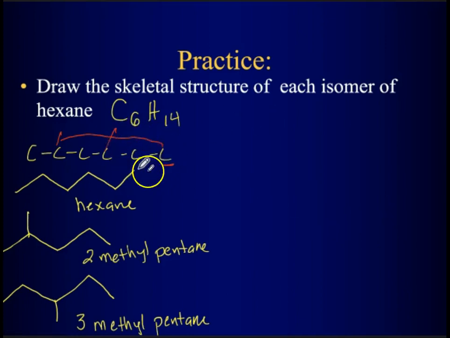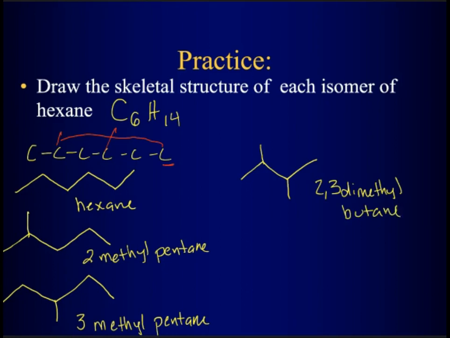So now if I take 2 carbons off, I now have a chain of 4. So 1, 2, 3, 4. And we said we had to add 2 carbons to the middle of the chain. So if I add it here, and I can add it here, this is then 2,3-dimethylbutane. So it is a different compound, different name, so it is an isomer of our hexane.